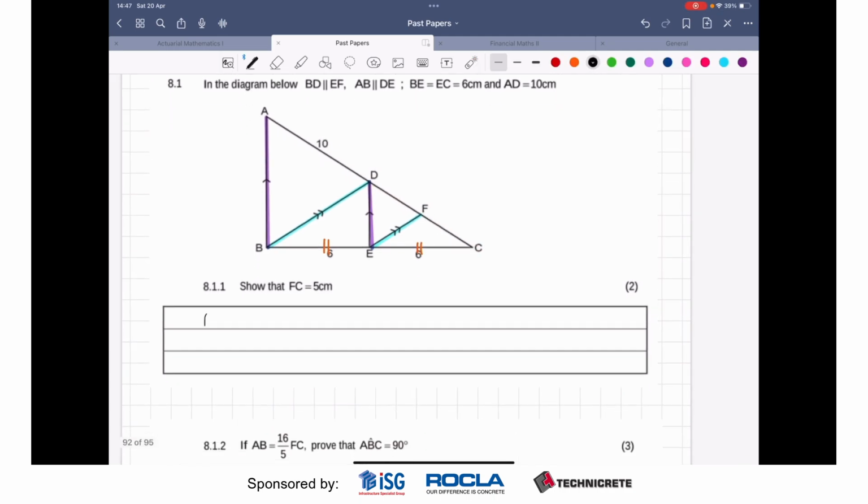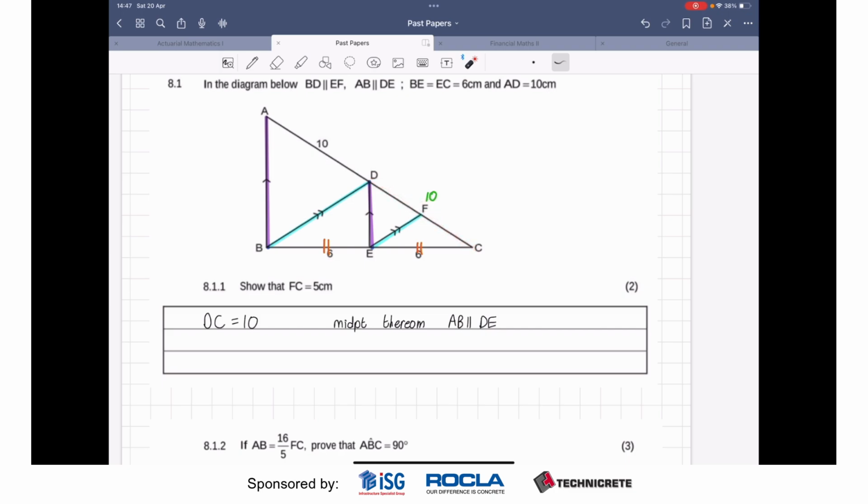So I can say that DC equals 10, and that's the midpoint theorem where AB is parallel to DE. So now that I know that DC is equal to 10, and I'm trying to prove that FC is equal to 5, which means that DF equals 5. So I basically want to prove that F is the midpoint of this line DC.